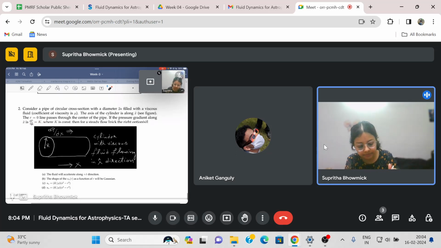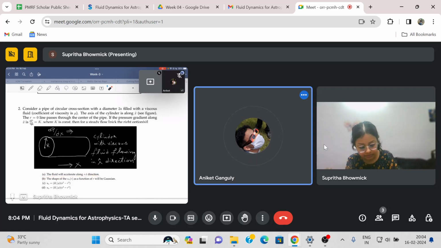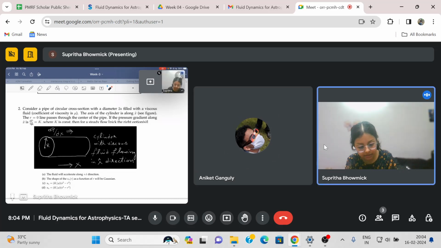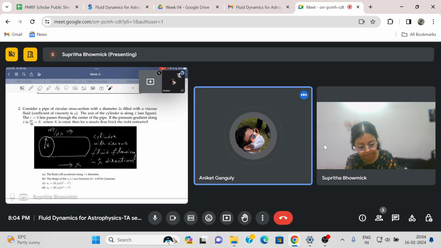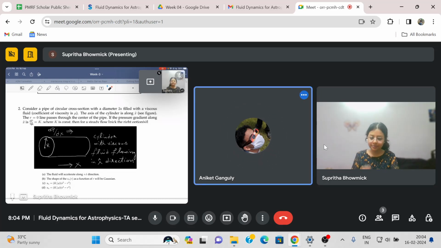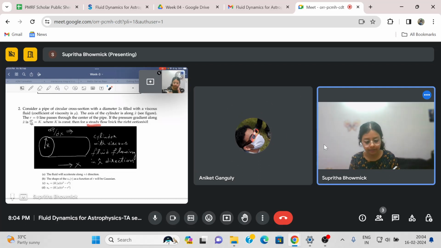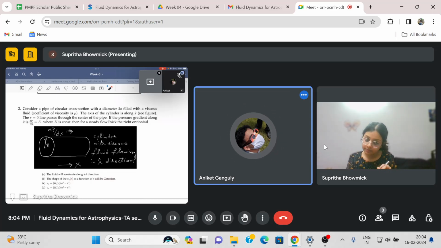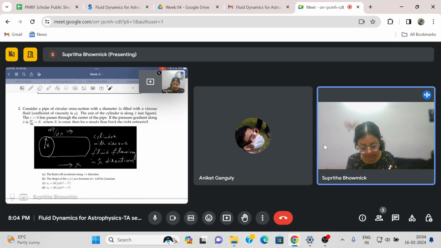Now we have picked the correct options where the fluid will accelerate along the x direction and so on. Will the fluid accelerate along the x direction? Yes. Why will it accelerate? No, if it is a steady flow, then it won't accelerate. Absolutely, it's a steady flow; it's in the question. Now the shape of ux as a function of r will be a paraboloid, not a Gaussian. Whether it will be r square or r4, that's something we have to find out.